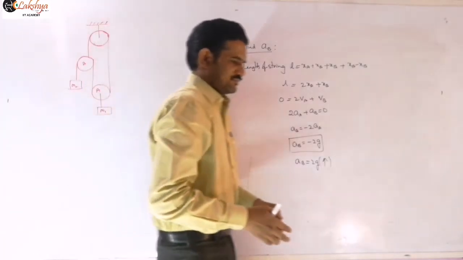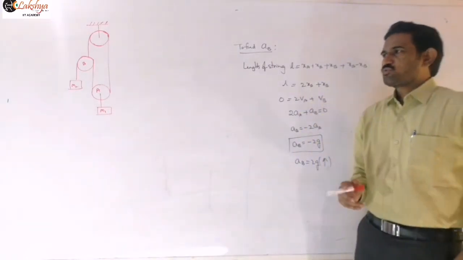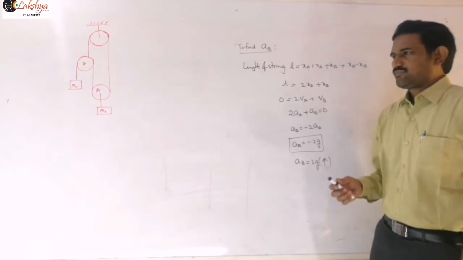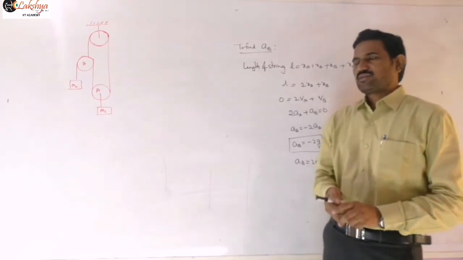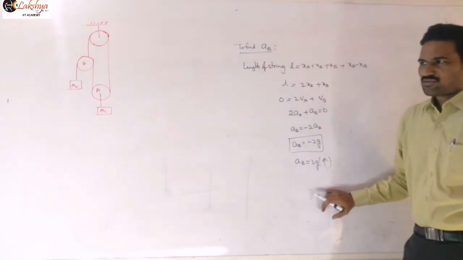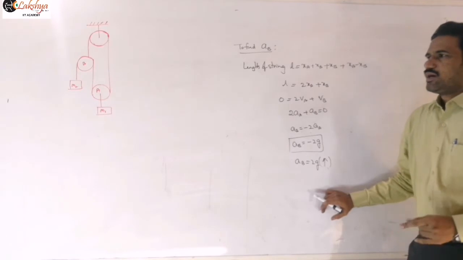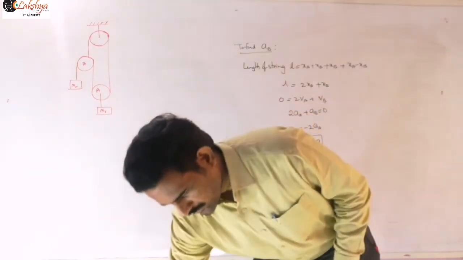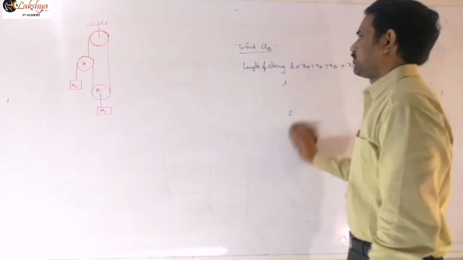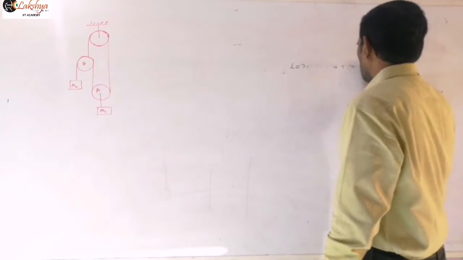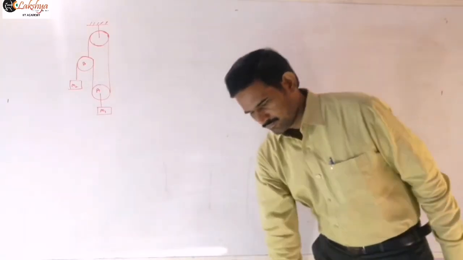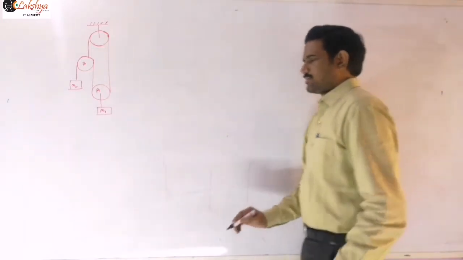So write that problem. In the system shown in figure, all the pulleys are massless and frictionless. Find the acceleration of the blocks M1 and M2, and also find the acceleration of the pulleys A and B. So a similar procedure here.